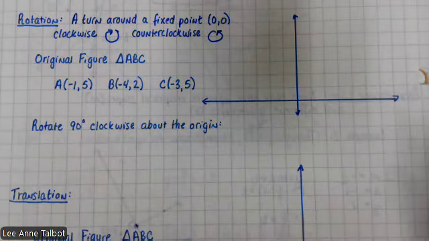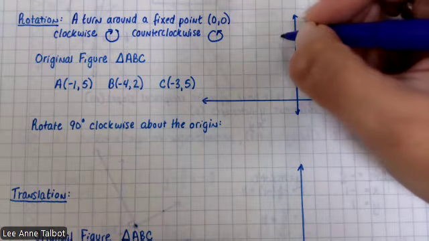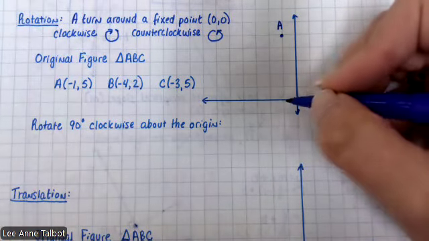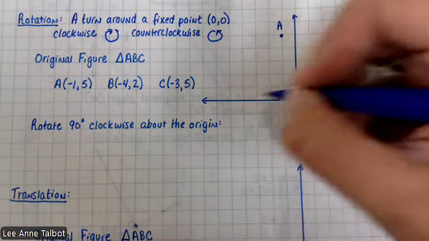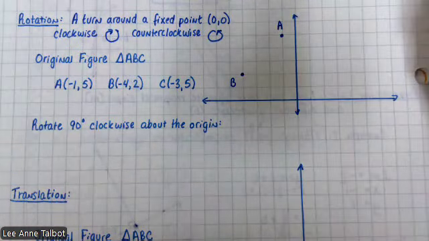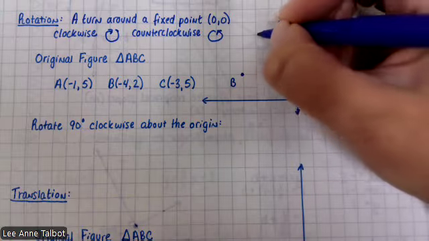Okay, so now I'm going to graph that same triangle I had in the first example. Negative 1, 5 is A. B is at negative 4, 2. C is at negative 3, 5.